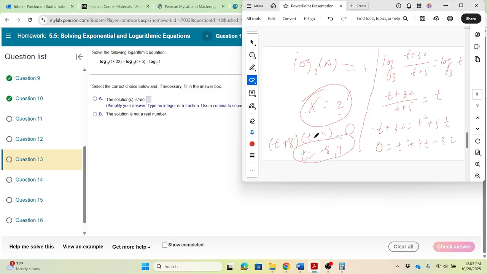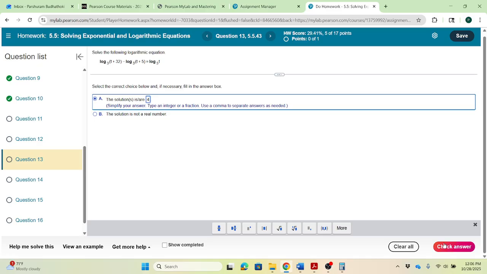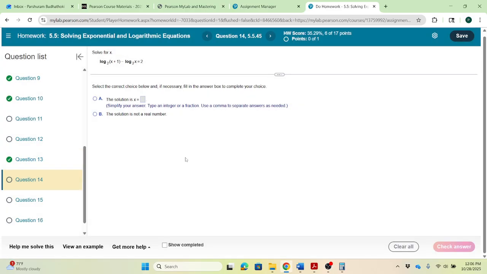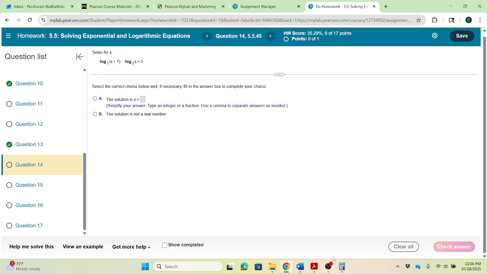But after finding the answer, you always have to check here. What happens if I put negative 8 here? This is positive. If I put negative 8 here, that will give me a negative, which is not acceptable for the log function. So I cannot pick negative 8 as an answer. What about the 4? 4 plus 32 is positive, 4 plus 5 is positive, 4 is positive. So the only answer I can pick is 4. Make sense? After finding your solution, you always have to go here and check back. Okay, that's all for this section.